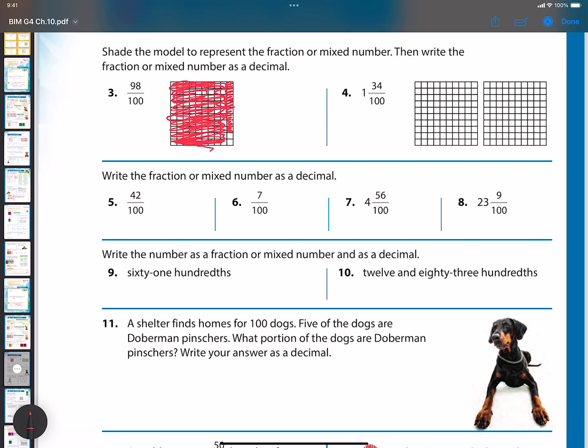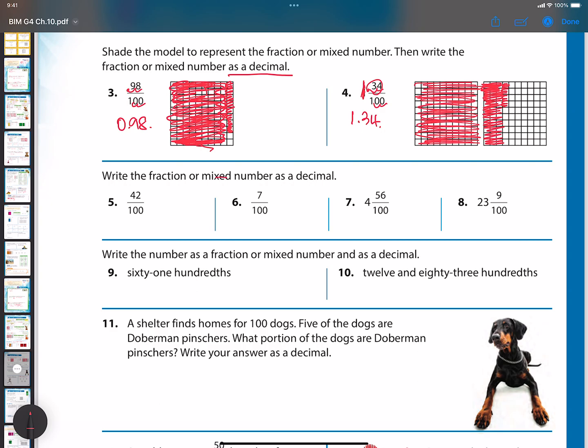Okay, and write as a decimal, which is 0.98, sorry. And then here we have a whole number. That means 1.35. So one whole, we are going to shade an entire whole block in here, and then 34. I'm going to shade 3 of them, and then 4. 1 2 3 4. That's it.